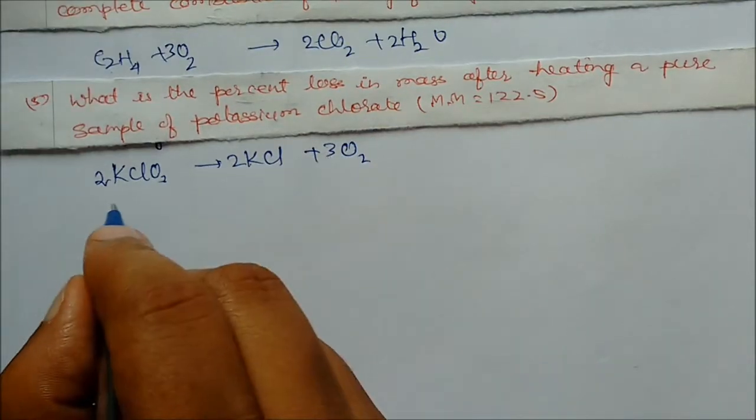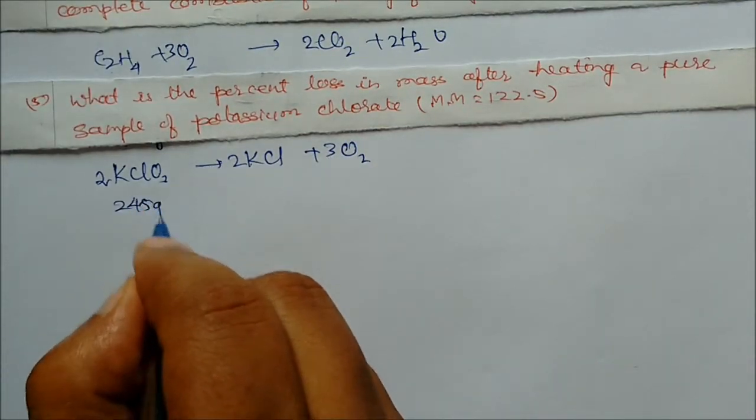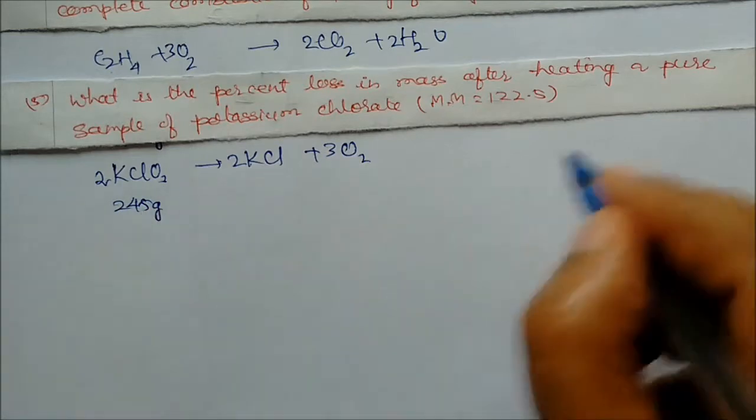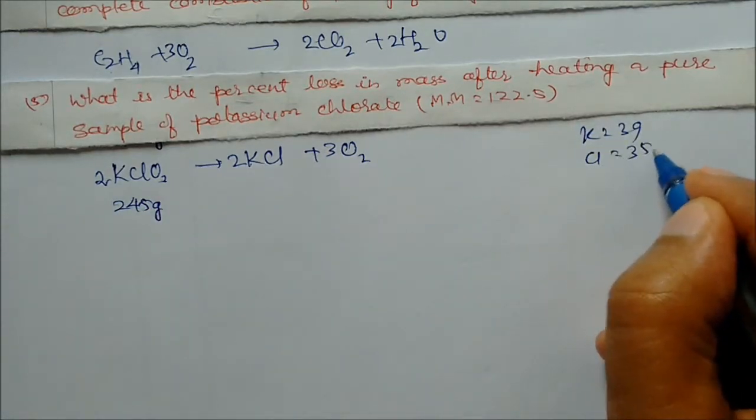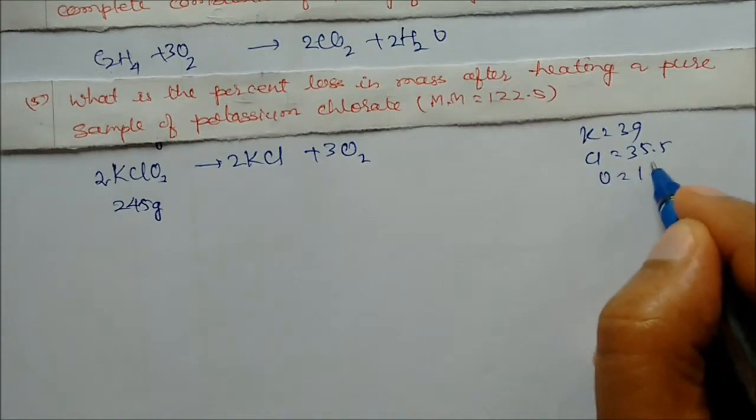So what happens? So molar mass of this is 245 grams. You calculate it. Potassium is 39. Chlorine is 35.5 and oxygen is 16 gram.